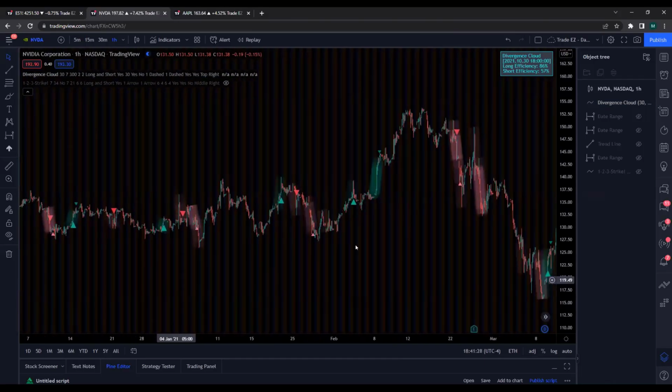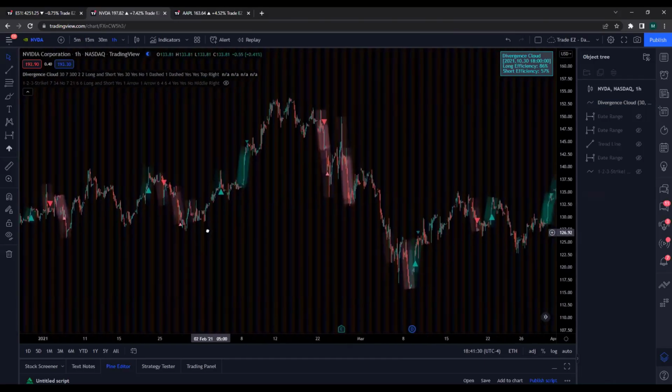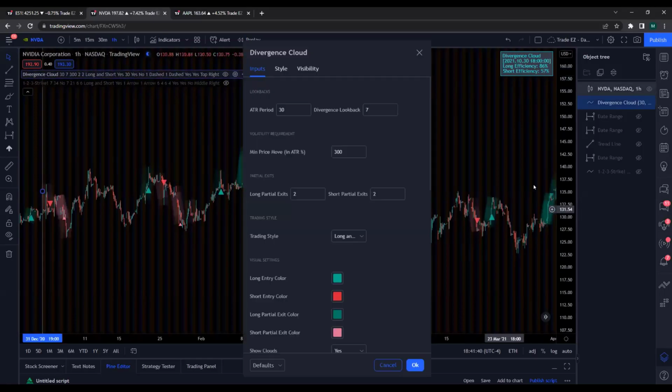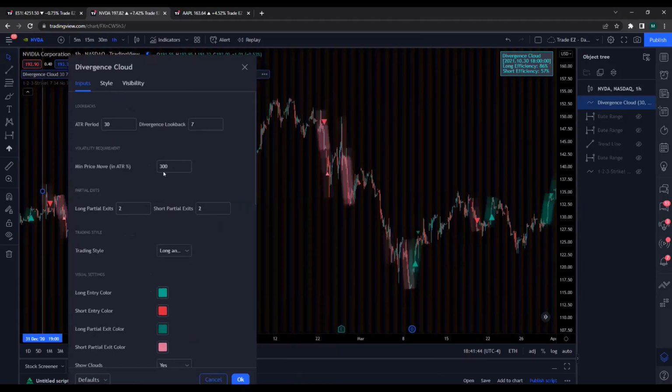Let me make sure that even makes sense in this case. Got some nice signals. Up here we see the percentage. This is the percentage of exits that are profitable, and we've got 86% profitable exits on the long side, 57% on the short side. If I undo my changes and go back to 200 minimum price move, they get cut down. I believe one of them got cut down.